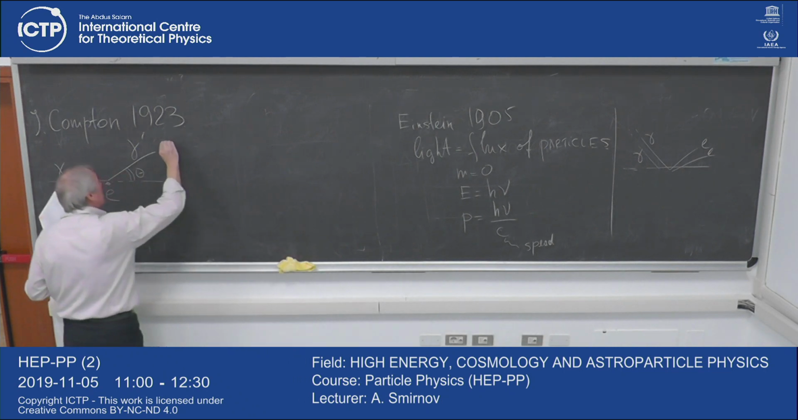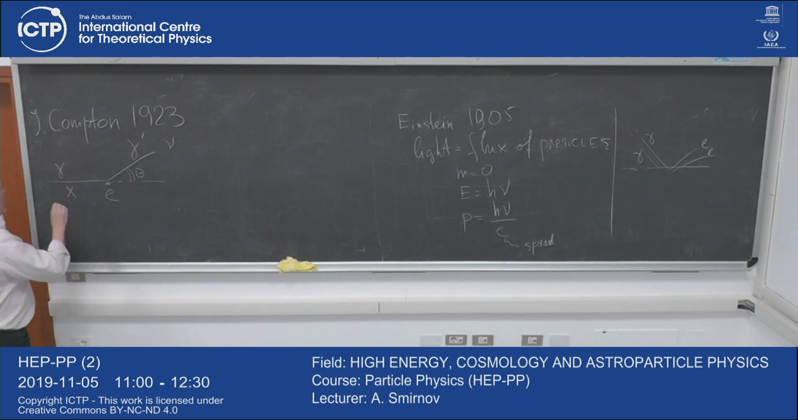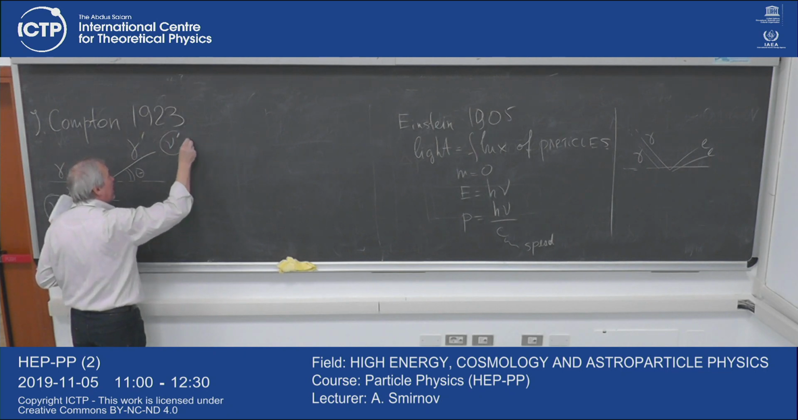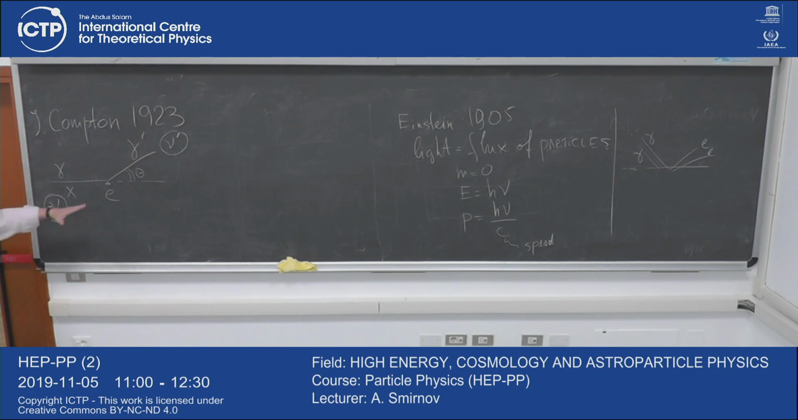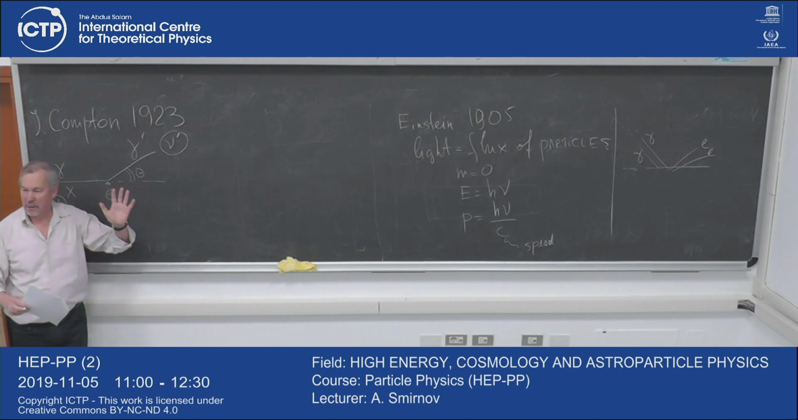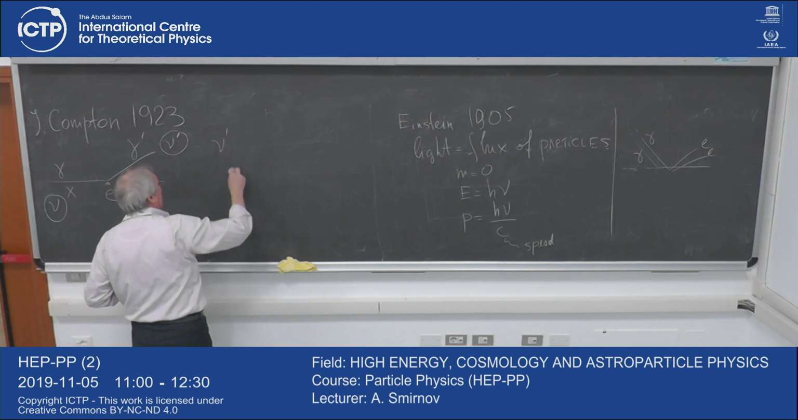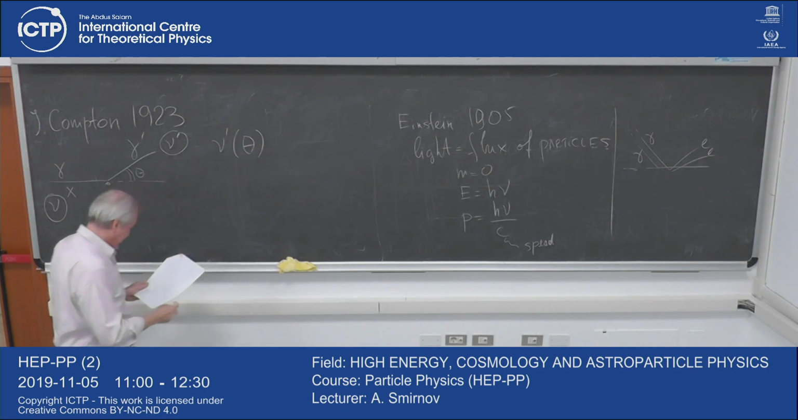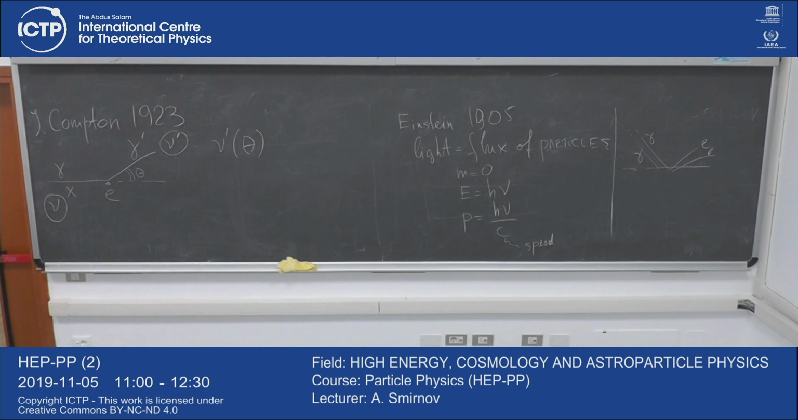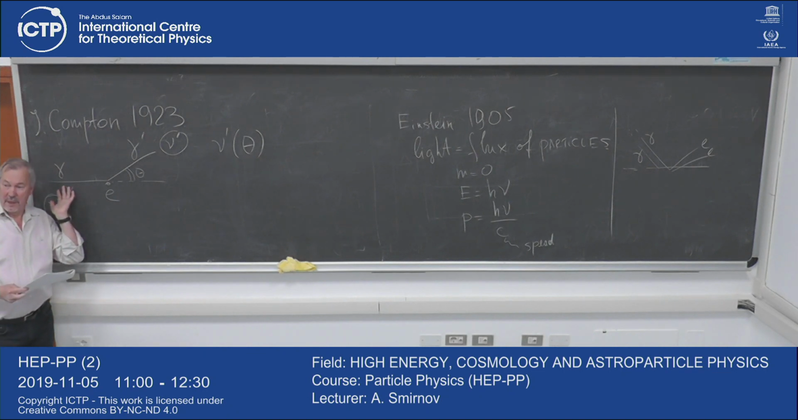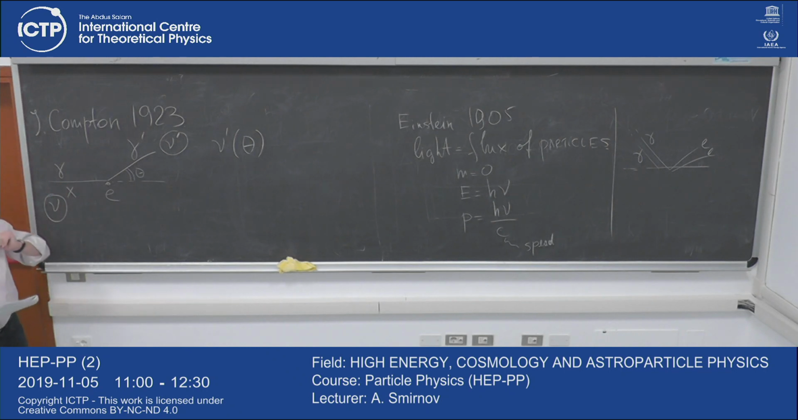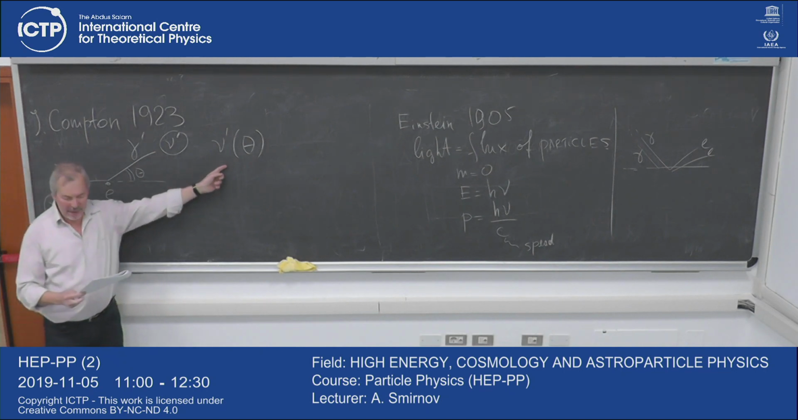What has been measured is the frequency of the scattered light. So we have here frequency nu, and here nu prime. And what has been studied is how the frequency of the scattered light depends on the scattering angle. So this is the experiment: the dependence of the scattered frequency on theta. So, if you have this interpretation of light as a flux of particles with those characteristics, you can just consider the simple kinematics of this process and find out this dependence.